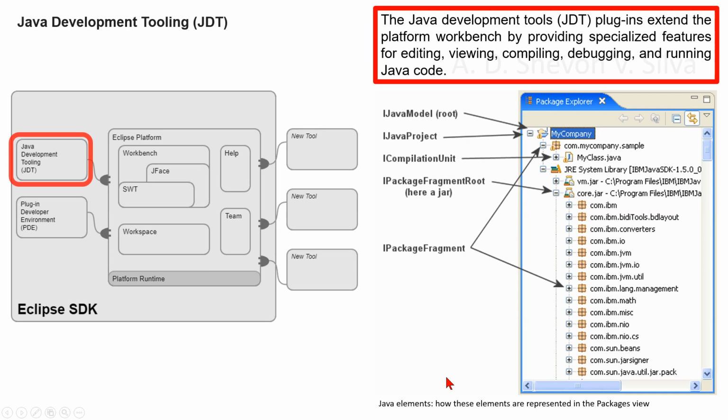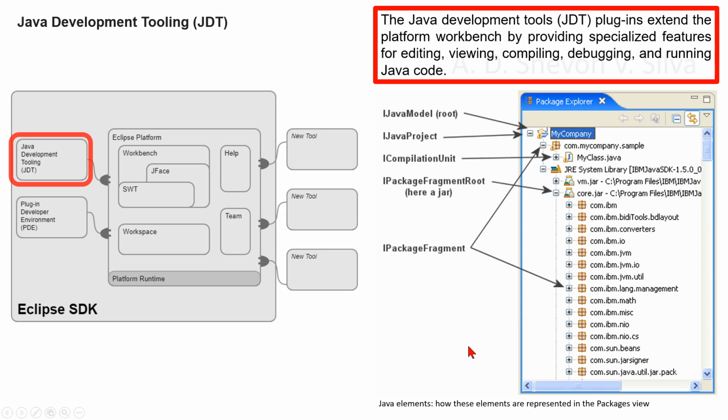Manipulating Java elements is similar to manipulating resource objects. When you work with the Java element, you are actually working with the handle to some underlying model object. You must use the exists protocol to determine whether the element is actually present in the workspace.